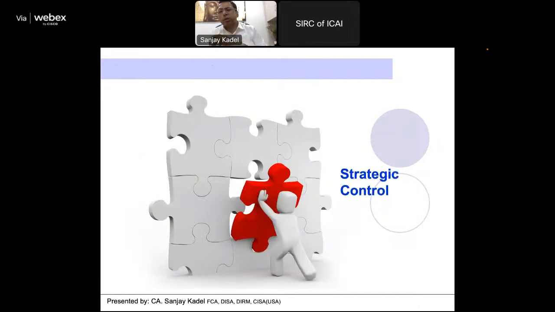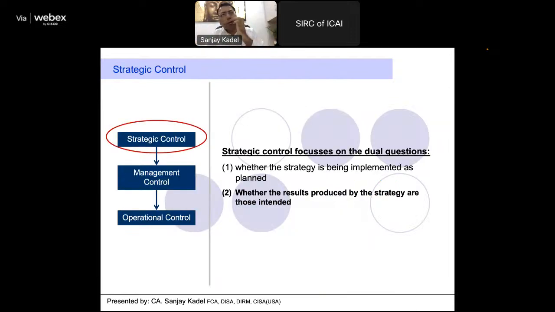Then let us see what is strategic control. Strategic control is actually a top level control. In fact, you can study or analyze this in contrast with management control and operational control. So earlier also I have told you strategic means very critical, top level, senior level, and it is something which affects the total enterprise.